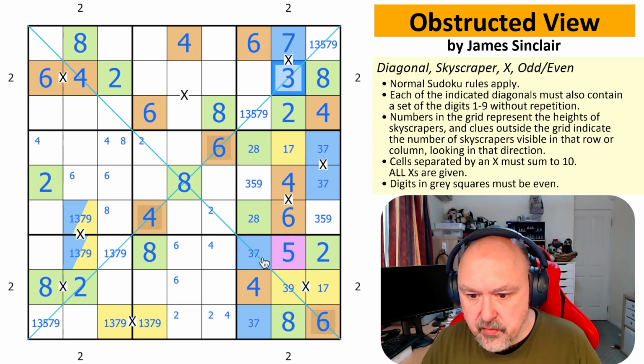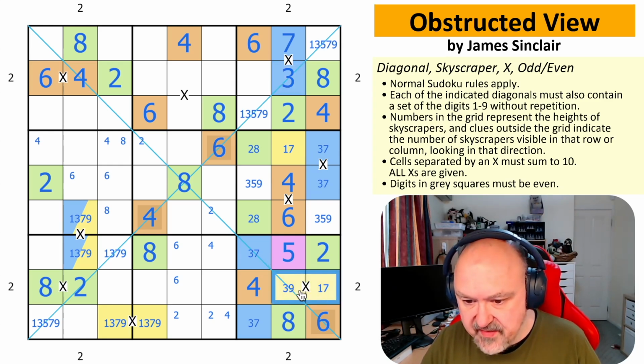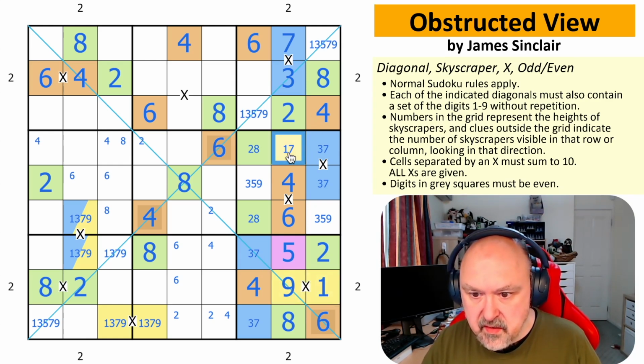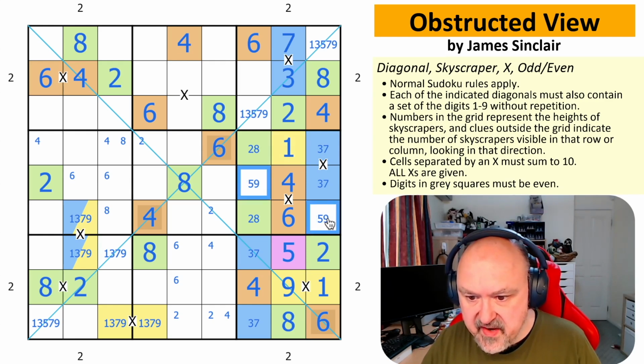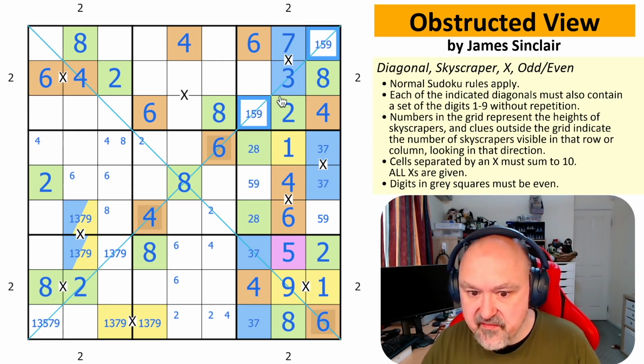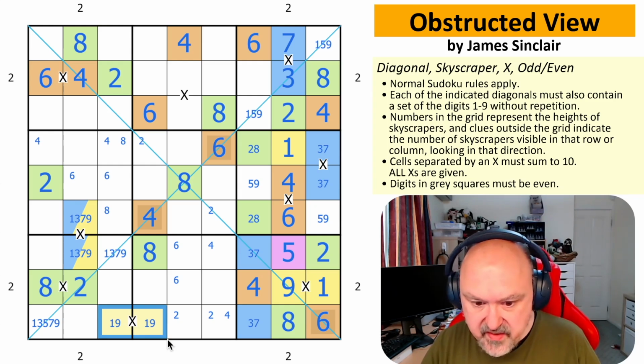There you go. So this is not 3, 7. So this has to be 9 and 1. This is 1. I can take 3 out of those. This becomes 5, 9. I can take 3 and 7 out of there. This is a 1, 9.